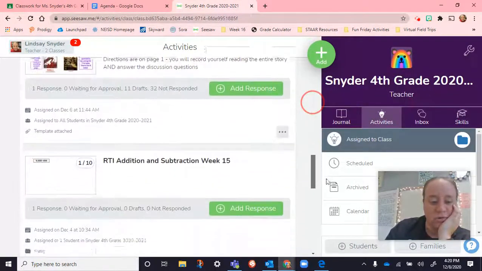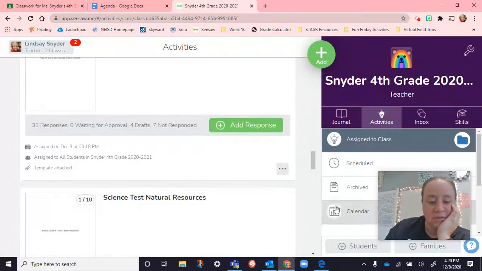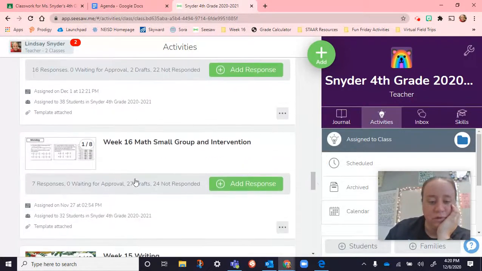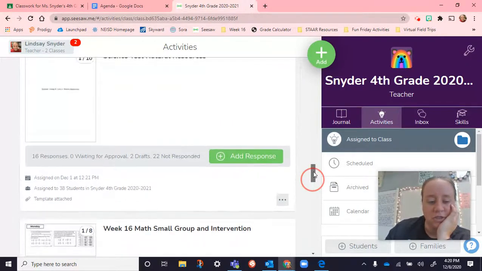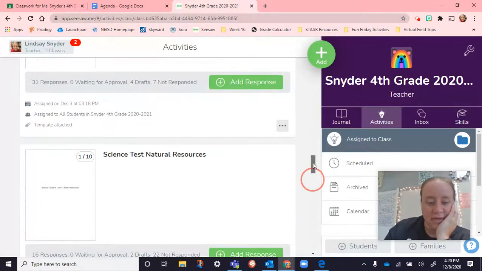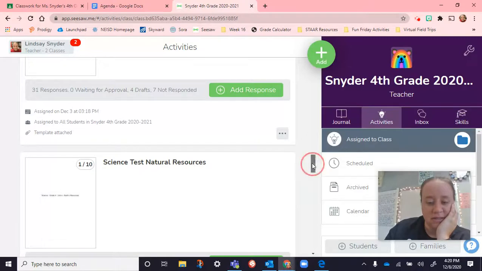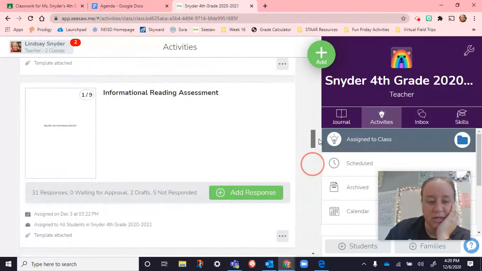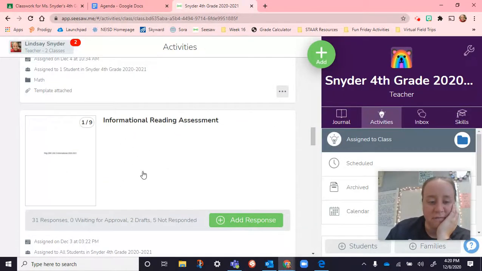daily review. Let's see, where is it? All the way down here, the math small group daily and small group and intervention page, and reviewed some decimals and things like that. And then make sure your science test is on here, the poetry for the reading and the informational for reading. Make sure that those have been corrected and that you made your corrections so I can get those grades updated.